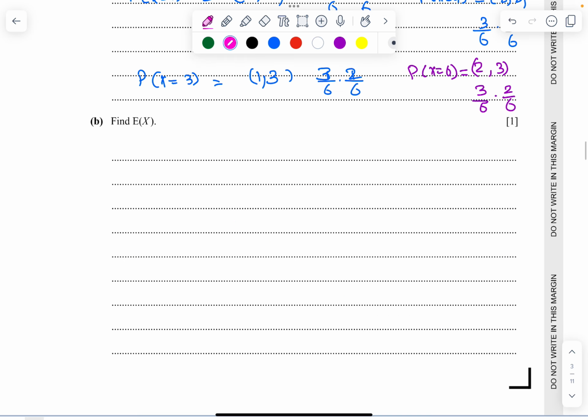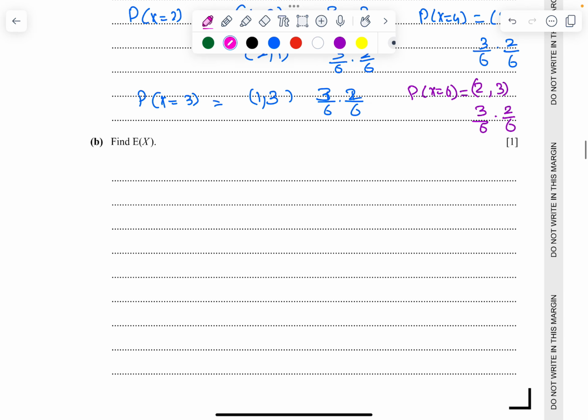Find the expected value. The expected value of x will be 1 times 6 upon 36 plus 2 times 12 upon 36 plus 3 times 6 upon 36 plus 4 times 6 upon 36 plus 6 times 6 upon 36, which is going to be 3.